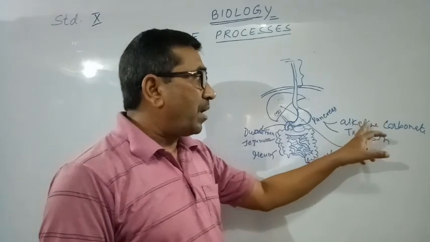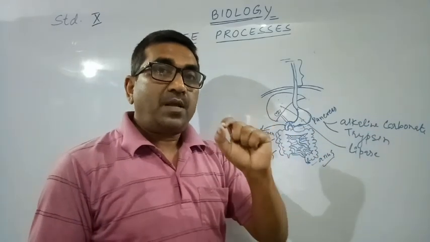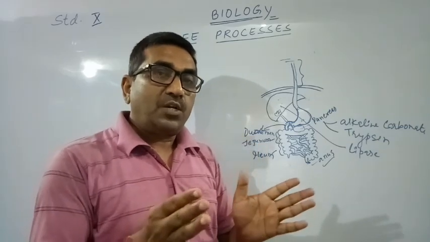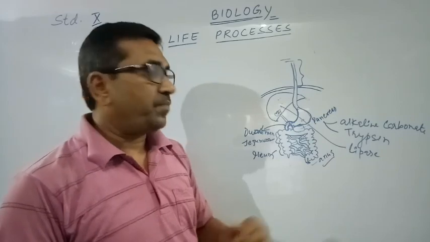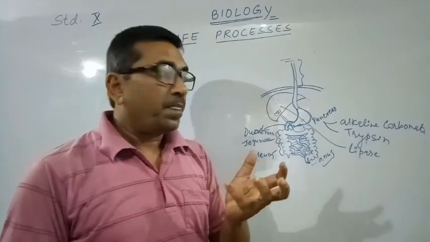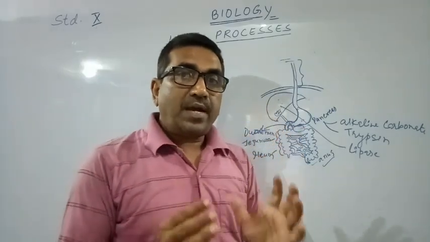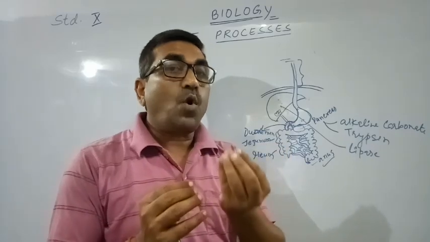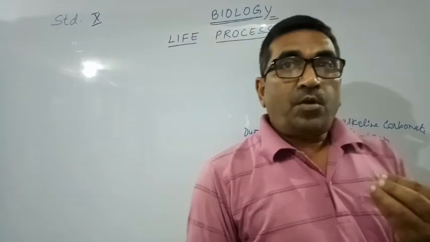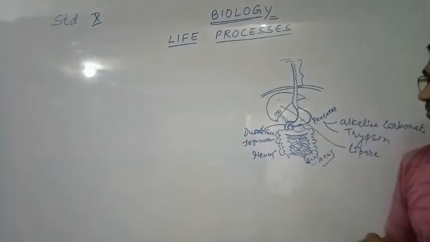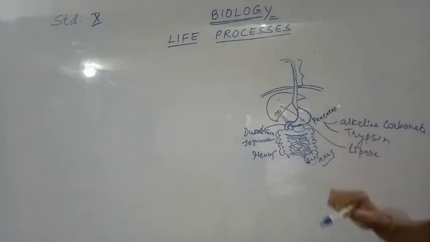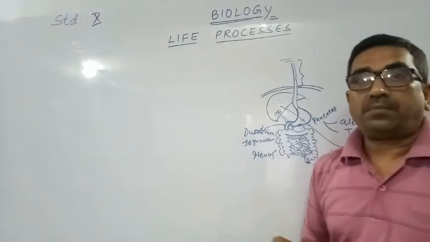Trypsin digests and breaks down the long chains of amino acids into small parts of amino acids. And the bile juice emulsifies the fat, breaking the big bubbles down into small bubbles. From here, the small bubbles come to the upper part of the intestine, which is called the jejunum.